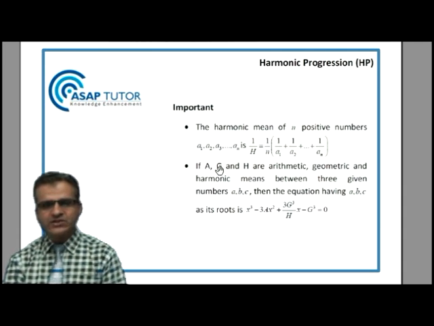If A, G, H are the arithmetic, geometric and harmonic means between the three given numbers a, b, c, then the equation having a, b, c as its roots will be given by this equation: x cube minus 3A x square plus 3G cube by H into x minus G cube is equal to 0.